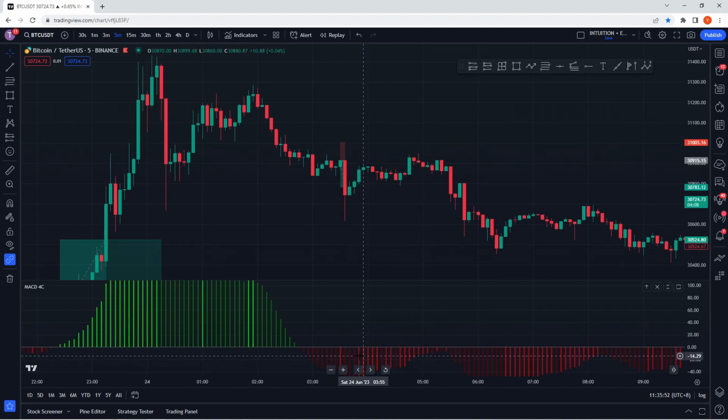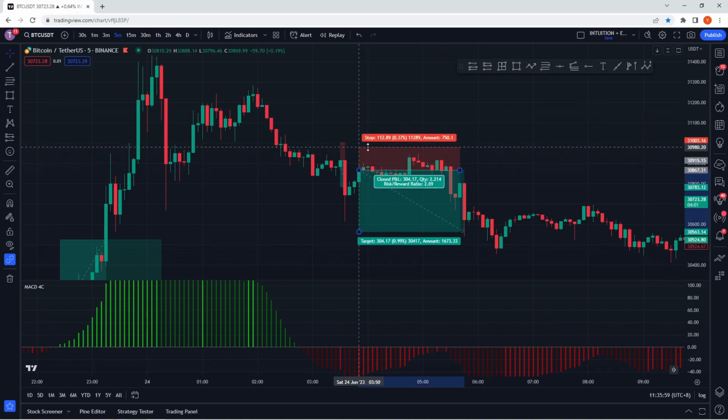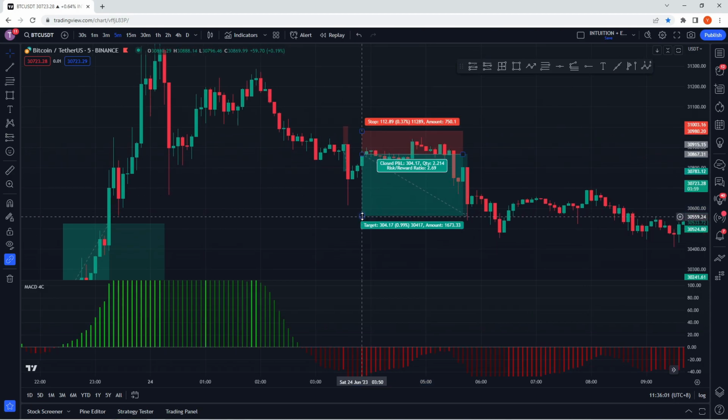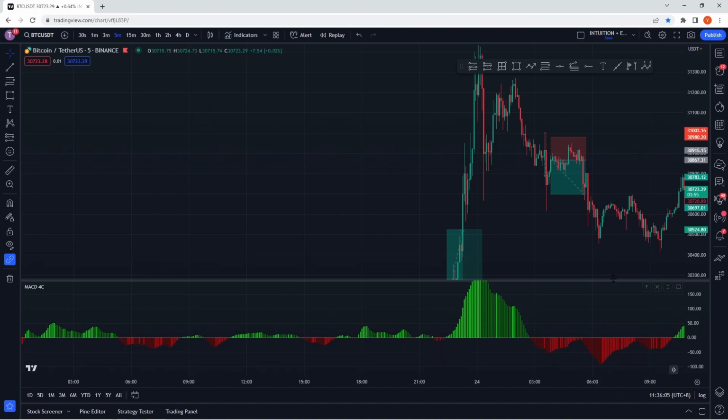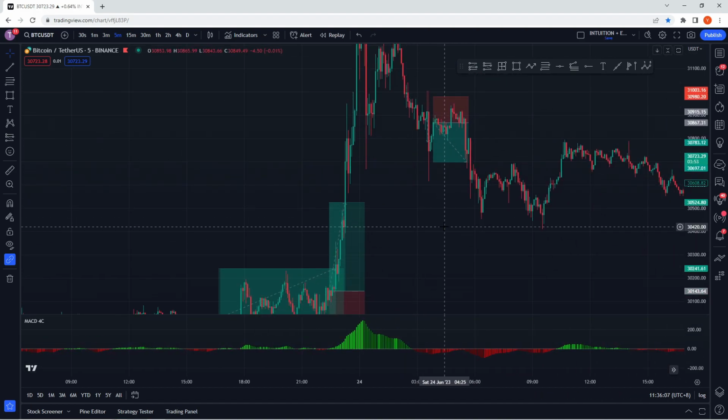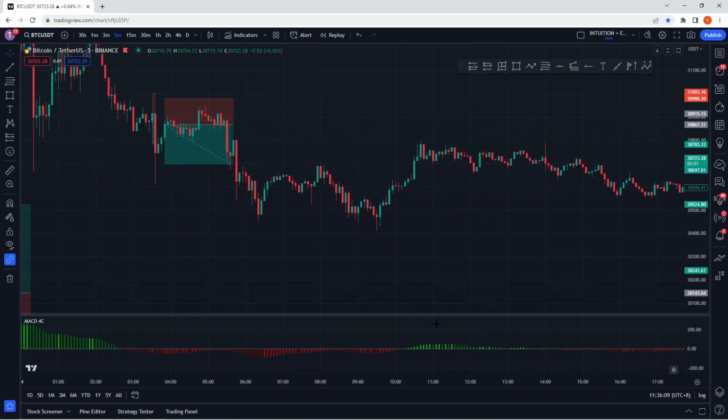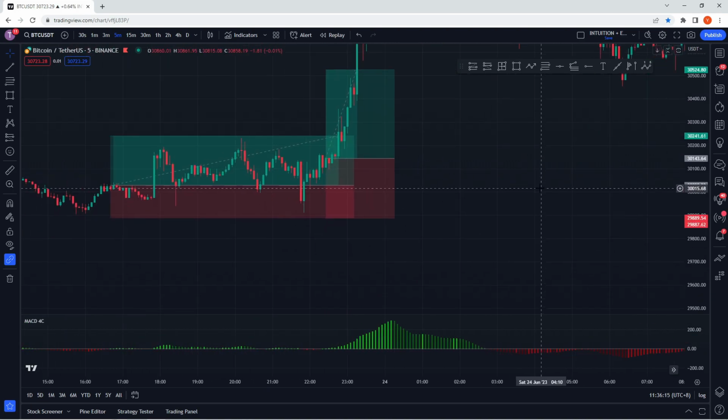Same thing, we have the change from dark red to bright red, so enter on that candle also. Stop loss right above, 1.5:1. So you can see this trade works pretty well. What we're looking at is basically just the momentum. So whenever there's bright green candles, you want to look for a buy position, and whenever there's bright red candles, you want to look for a sell position.